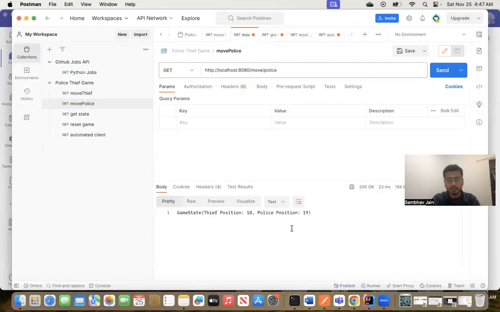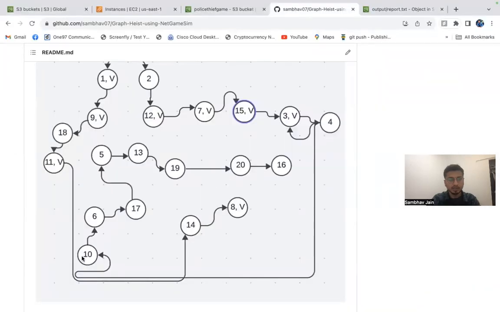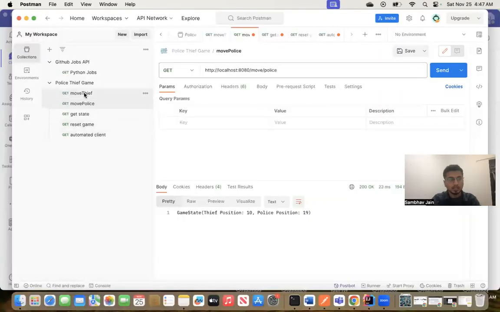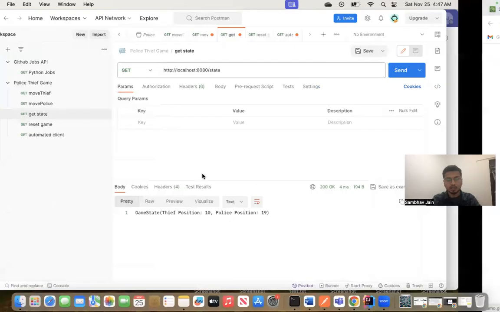So police is placed at position 19. So thief is here and police is here. Now let's check what the state is right now. Initially it was unknown since the players didn't make any move, and now it will show that the thief is at position 10 and police is at position 19.